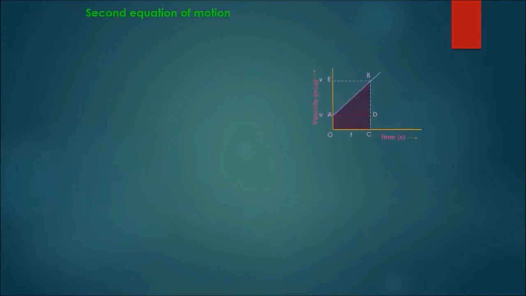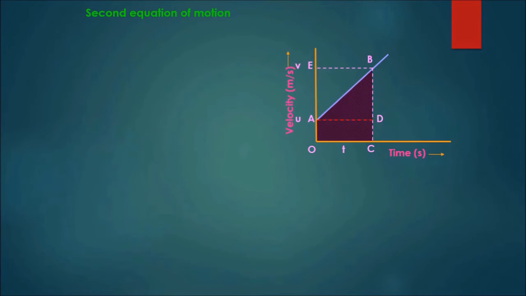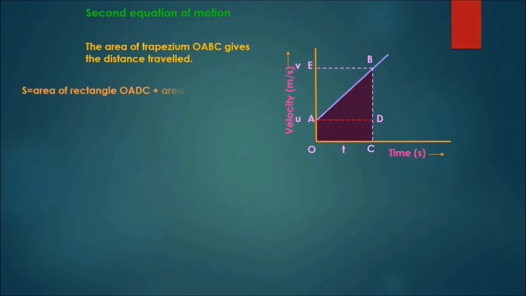We shall move into the second equation of motion, taking the same graph. An object starting with an initial velocity u reaches a final velocity v within time t. You have already studied the area under the graph gives you the distance traveled by the object. The area of trapezium OABC gives you the distance traveled here. This can be rewritten as distance is equal to area of rectangle OADC plus area of triangle ABD.